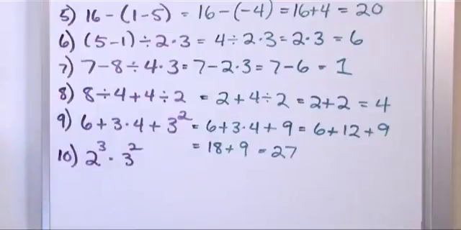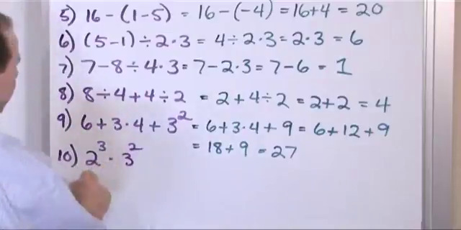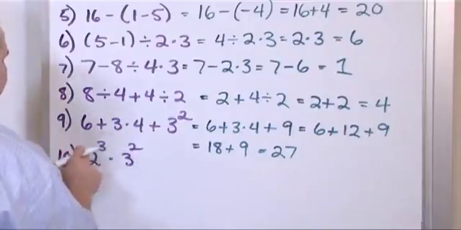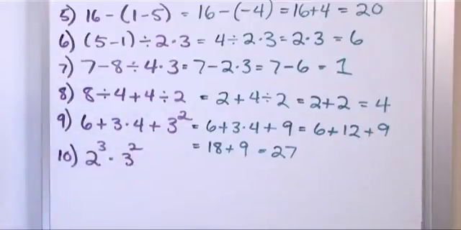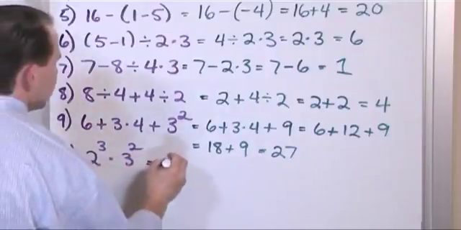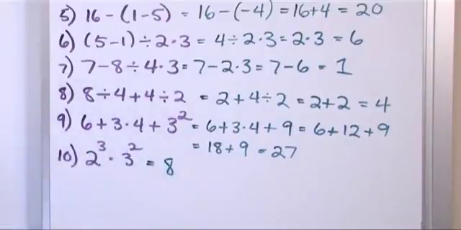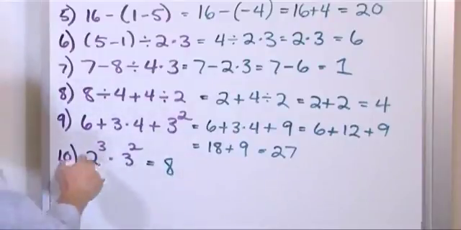How do you handle that? Well, we have a multiplication going on, but we have exponents. Exponents come first, so we evaluate the exponents. 2 cubed. Does anybody know what 2 cubed is? 2 cubed is 2 times 2 times 2, and if you think about that hard enough, that's going to be equal to 8. Because 2 times 2 is 4, and then times 2 again, 4 times 2 is 8. So 2 cubed is 8.